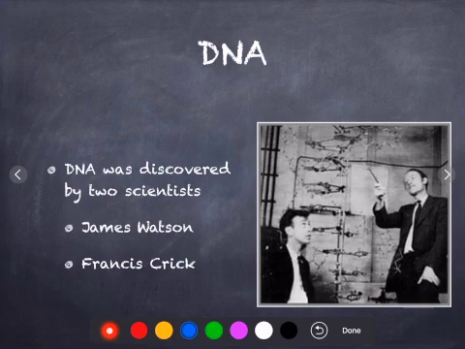So DNA was discovered by two scientists. Those two scientists were James Watson and Francis Crick, these two guys over here. Now they weren't the only two that discovered it, but they were the two that were given credit. They were the ones that won the Nobel Prize as well as the ones who wrote the paper.